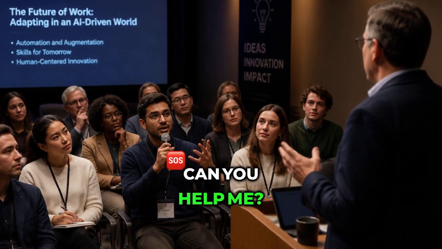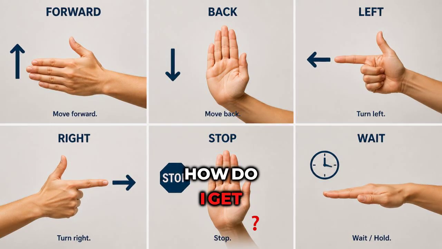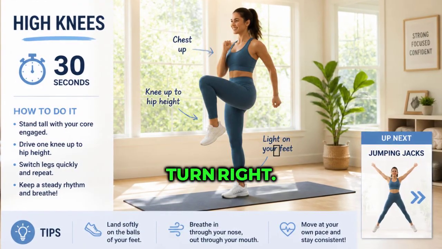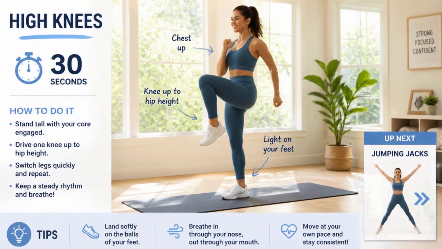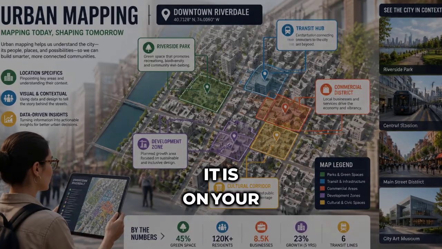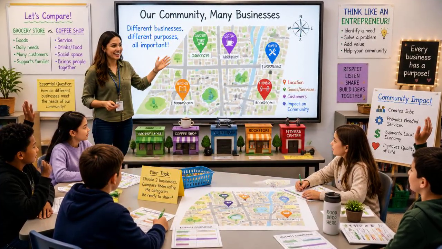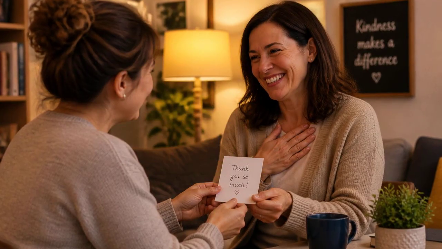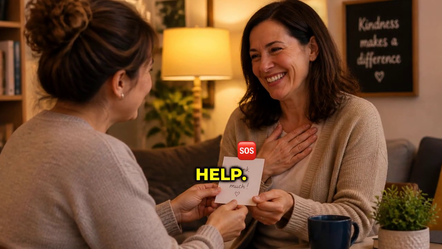Review practice. Listen and repeat. Excuse me, can you help me? How do I get there? Go straight, turn left, turn right, cross the street, walk 2 blocks. It is on your left. It is on your right. It is next to the bank. It is across from the park. Thank you for your help.